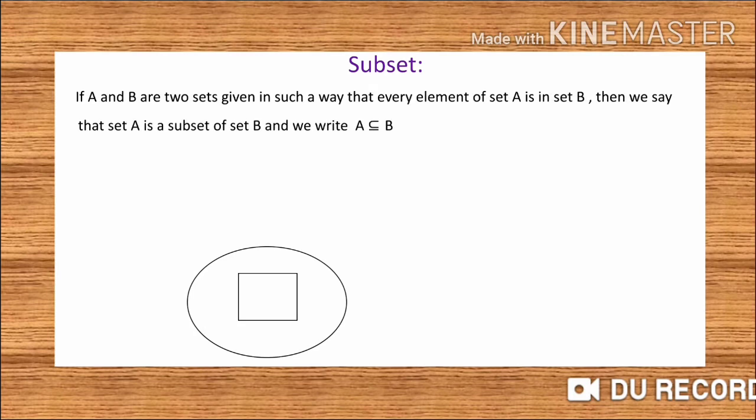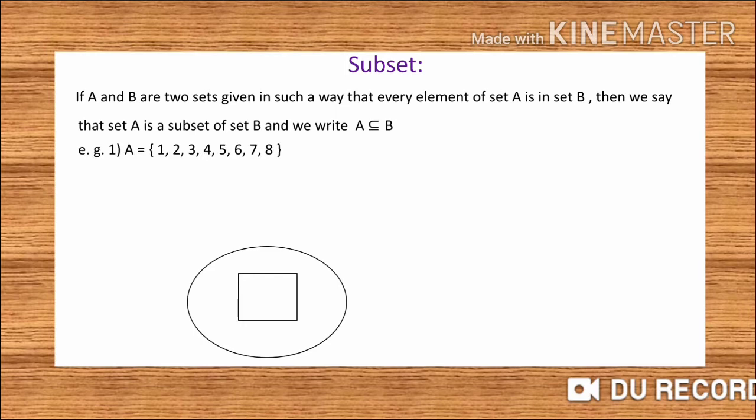Subset. If A and B are two sets given in such a way that every element of set A is there in set B, then we say set A is a subset of B and we write A subset B. This we can read as A is a subset of B.